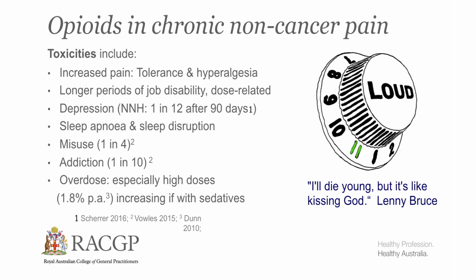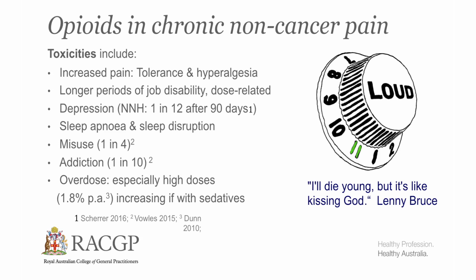We also find other toxic effects of opiates. We know that people using opiates tend to be slower to return to work, and with higher doses it takes longer to get back to work. Opiates have an effect on depression, and you could imagine how that works when understanding the endogenous opiate system. The number needed to harm is 1 in 12 will get depression after 90 days. These are association studies. We know that the longer you're on opiates and the higher the dose, the more related to depression it will be.